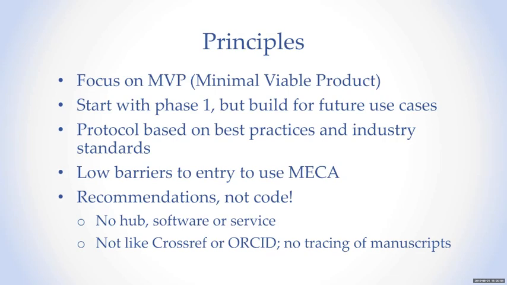We are coming up with a recommendation. It's not going to be a NISO standard, it's going to be a NISO Recommended Practice. There's no central hub. We're not talking about software or a service. And unlike Crossref or ORCID, we're not going to trace a manuscript. And this was one of the things that we talked about in great depth in the initial group. So if a paper is transferred from one journal to another and then onto another journal, we're not tracking the history. The author has the right to submit a paper at a journal as if it was the first time.